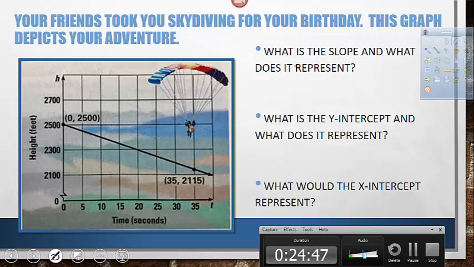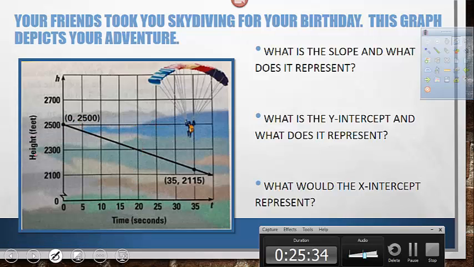Okay, so your friends took you skydiving for your birthday. Nice friends. So this graph depicts your adventure, whatever floats your boat. So here's the deal. What is the slope and what does it represent? I'm going to introduce something you might not have seen for a little while, the slope formula. Yes, you can use this whole rise over run thing, which is completely fine, but I'm going to do something you need to know throughout this course because it's extremely important. And it's also an Algebra 1 interpretation.